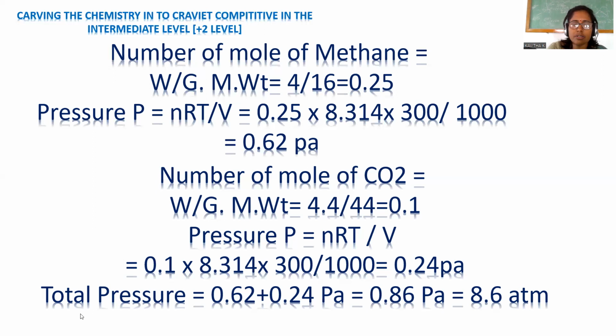In order to calculate the total pressure, let's take the sum of pressure of methane and pressure of carbon dioxide. Methane pressure is 0.62, carbon dioxide pressure is 0.24 pascals. So that total pressure will be 0.86 pascals. So here conversion factor, you can convert pascals into atmosphere. It will become 8.6 atmosphere, right?